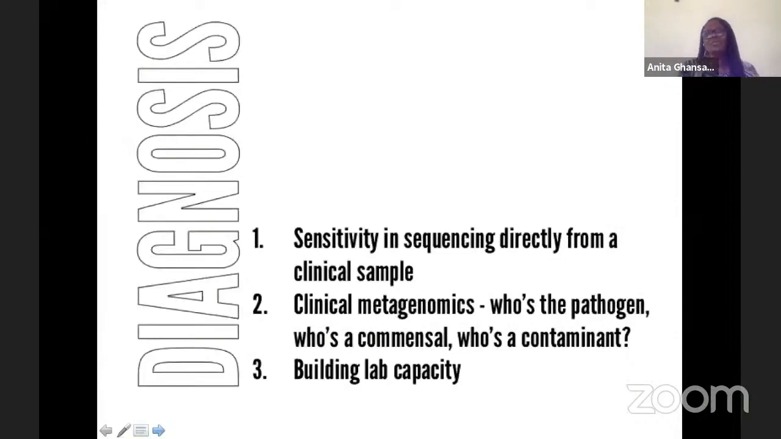Now, diagnosis. We can also sequence pathogens and look for genes that signify diagnosis or markers for diagnosis. Here, the sensitivity of the sequencing directly from clinical samples becomes very important. Do we have enough quality to give us sensitive enough diagnostic tools? And for clinical metagenomics, we want to identify which is the pathogen, which is a commensal, and which is a contaminant. And then again, we need to build capacity in order to achieve all these.